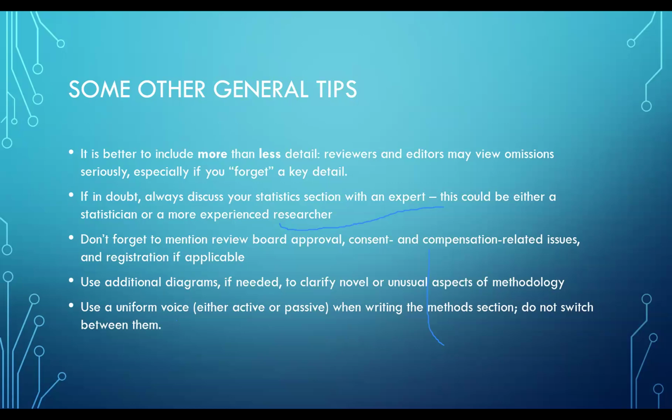And finally, when you're writing the method section, use a uniform voice. Use either the active or the passive voice. If you're going to use the active voice and you're going to say, we recruited so many patients, afterwards, don't write patients were interviewed. That's the passive voice. Don't switch from one to the other. If you're going to start with the passive voice and say patients were recruited from the hospital from this date to this date, don't later on say we applied the Hamilton Depression Rating Scale. Make sure that the two are consistent.